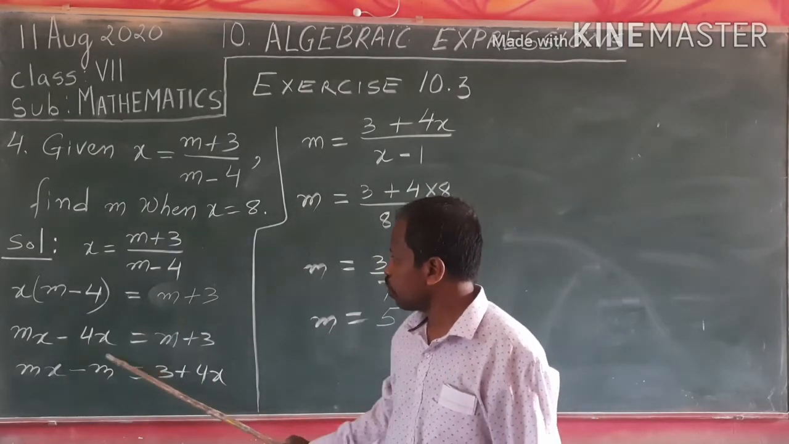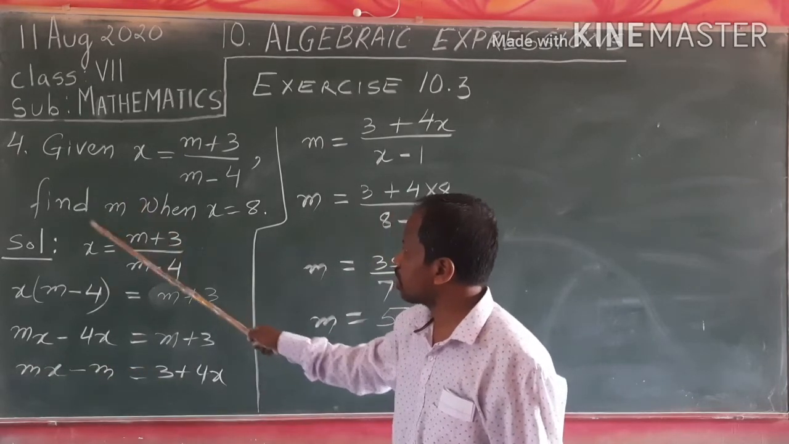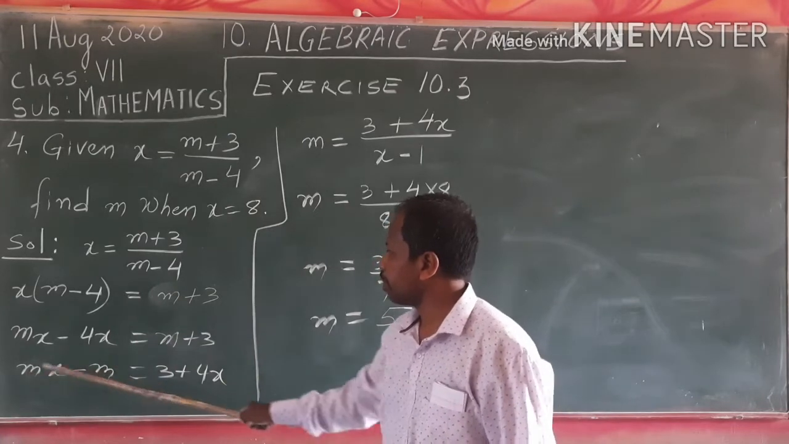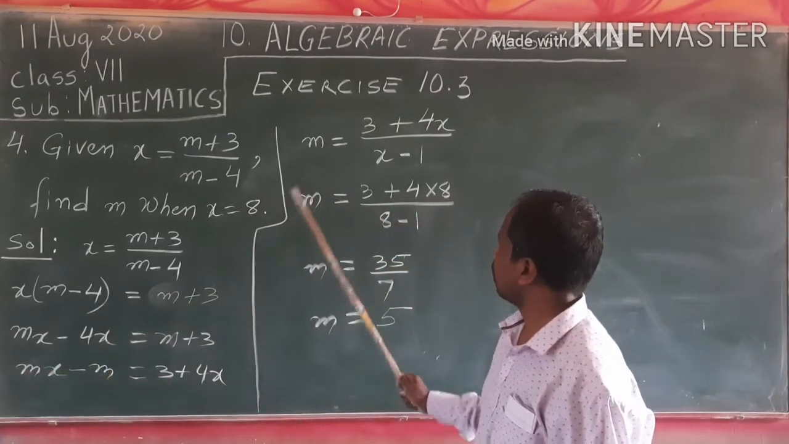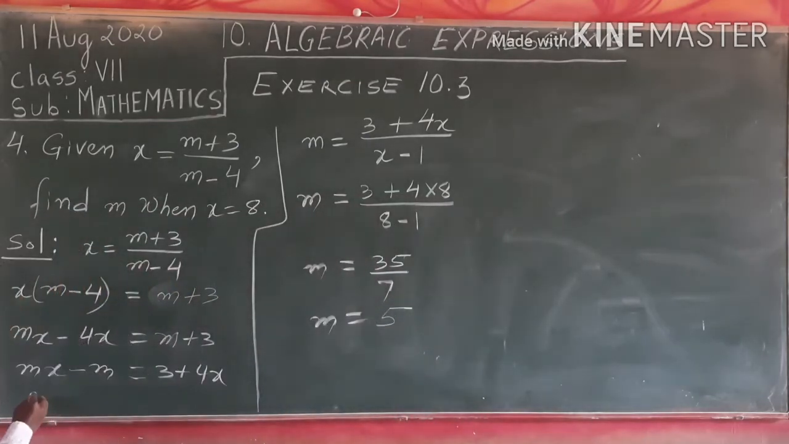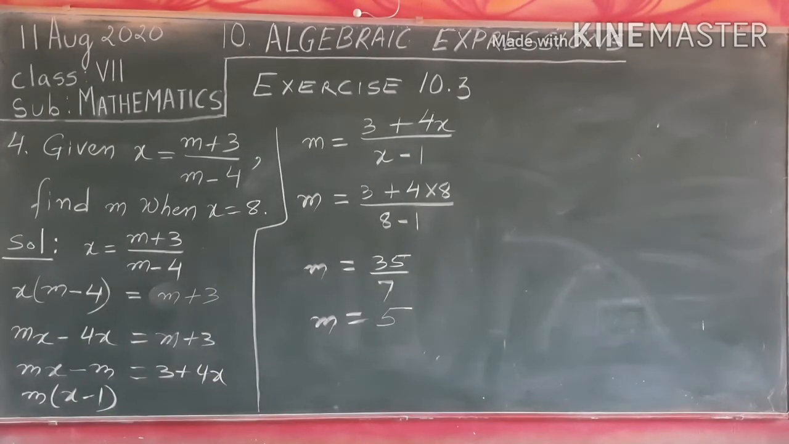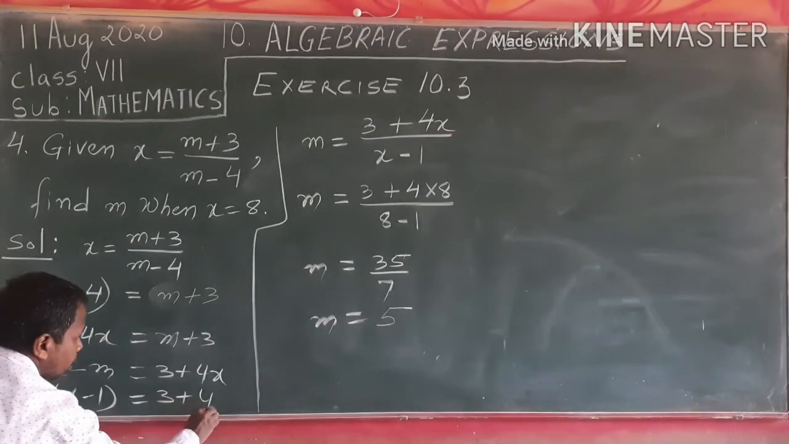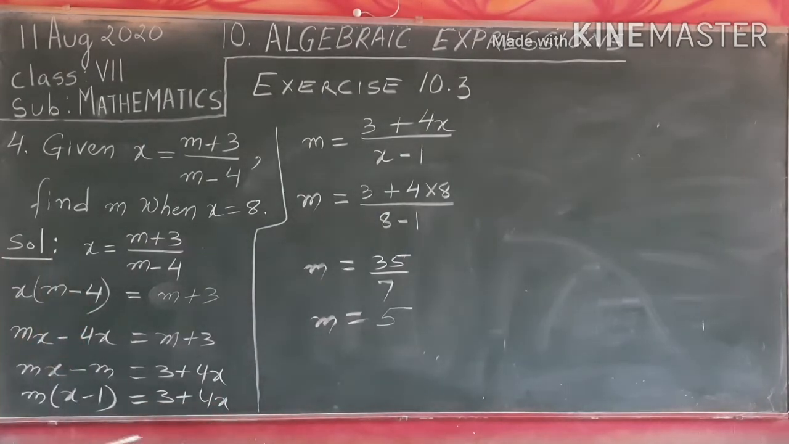Now, since we need only m as the subject, this is the question. So, m is common here. M is common. So, when m is common, we can write this one as m(x minus 1). m(x minus 1) equals 3 plus 4x. 3 plus 4x.